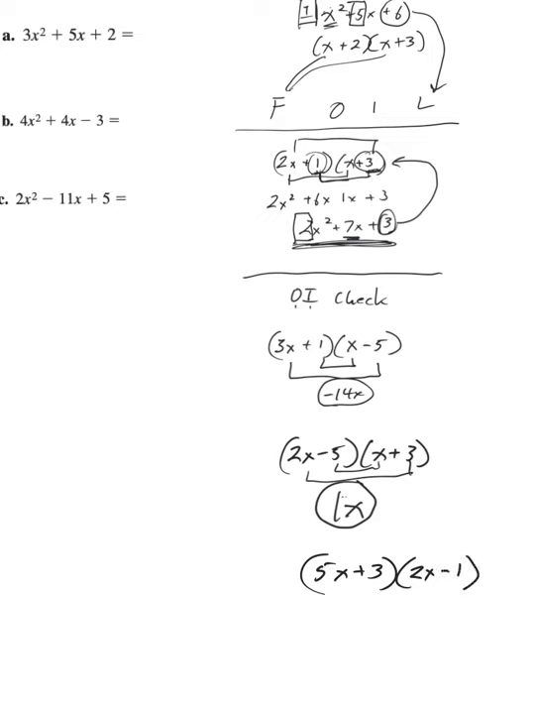So see if you can, in your head, do the OI check. Did you get 1x again? I didn't mean to make it exactly the same as the one on top, but that's right. It's going to be minus 5x plus 6x for 1x. Okay, so OI check. Hopefully you've got that down. We're going to use that in a moment.